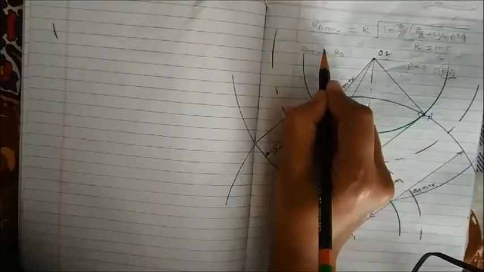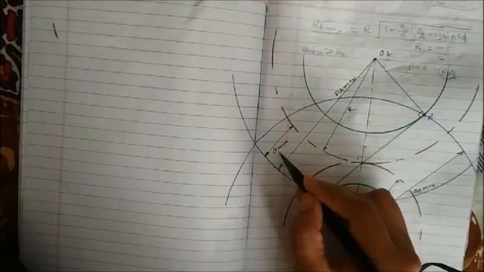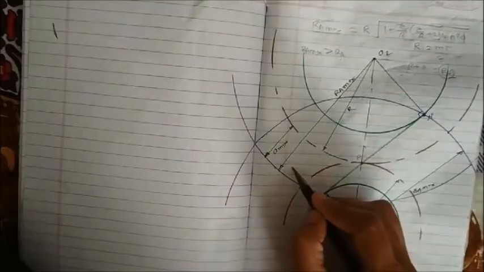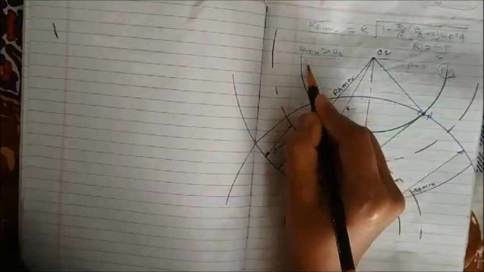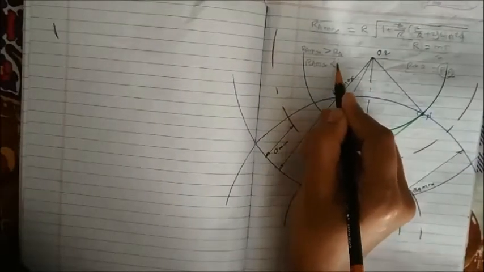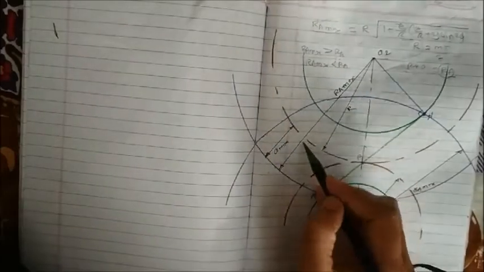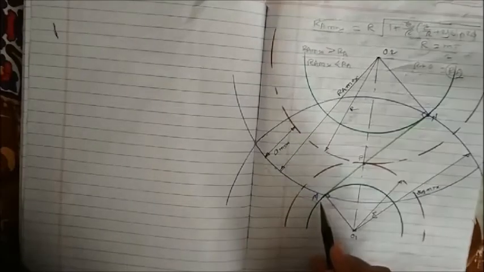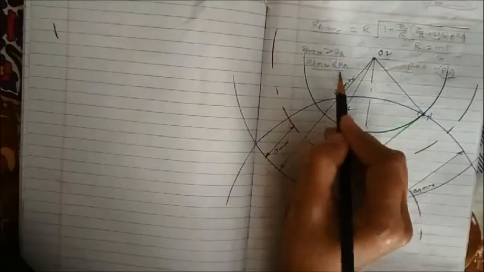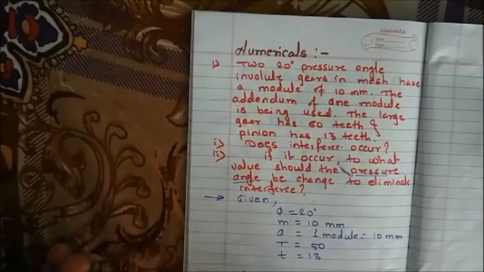If RA max is greater than RA, it means your addendum circle radius is inside the maximum possible addendum, so there is no interference. But if RA max is less than RA, then RA is beyond the point of tangency, and there is interference. In this way we can check whether there is interference or not. So let's come to the numerical.